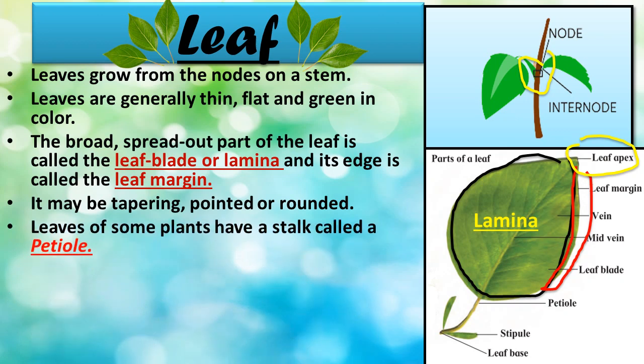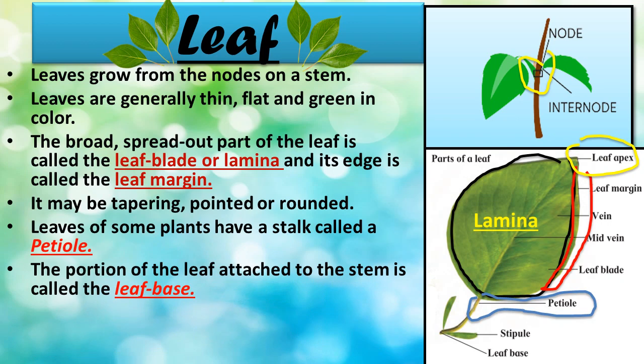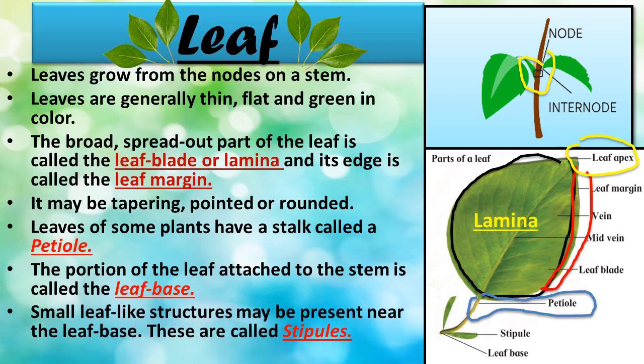So student, leaves of some plants have a stalk called a petiole. So the stalk of a leaf is called a petiole. It is a stem like structure, and the petiole is the structure by which the leaf is joined to the stem, and the portion of the leaf attached to the stem is called the leaf base. So this is a leaf base, and a small leaf like structure may be present near the leaf base, and these are called stipules.